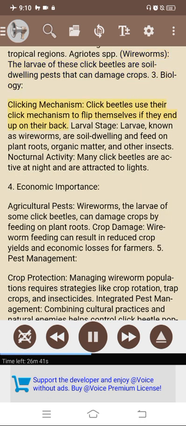3. Biology. Clicking mechanism. Click beetles use their click mechanism to flip themselves if they end up on their back. Larval stage. Larvae, known as wireworms, are soil-dwelling and feed on plant roots, organic matter, and other insects. Nocturnal activity.